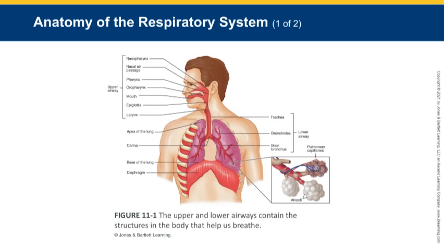The respiratory system is divided into the upper and lower airways, each playing a vital role in breathing and oxygenation. The upper airway includes the nose, mouth, pharynx, and larynx, while the lower airway consists of the trachea, bronchi, and lungs. Each of these structures works together to ensure oxygen is delivered to the body and carbon dioxide is expelled.